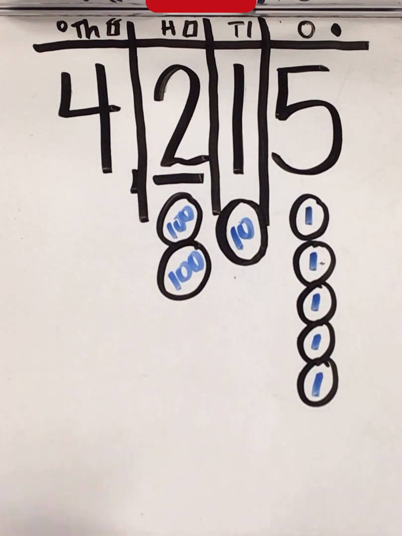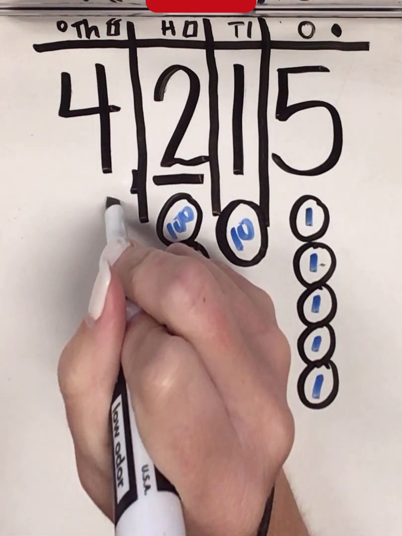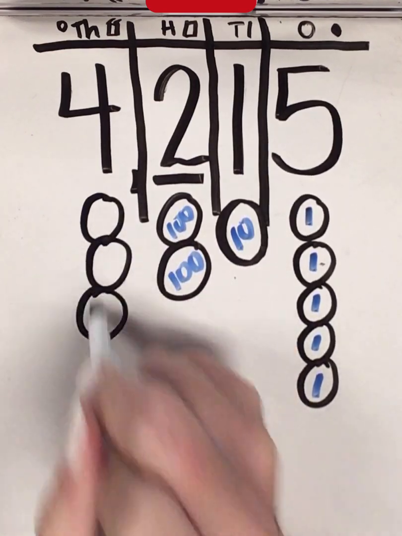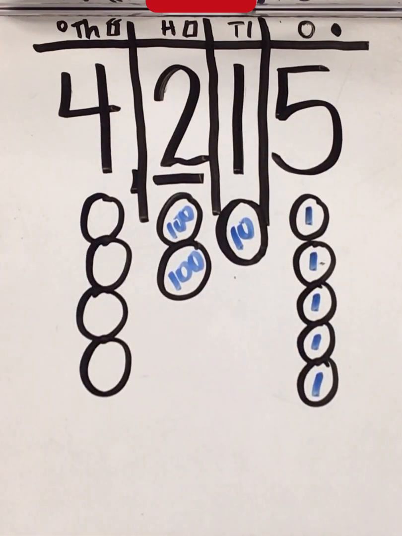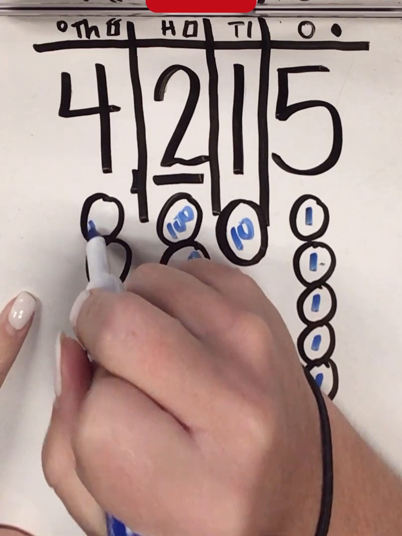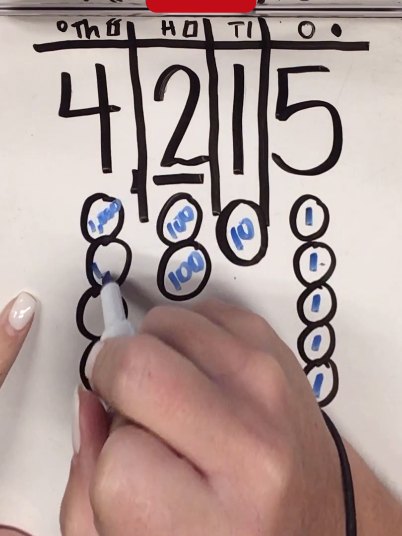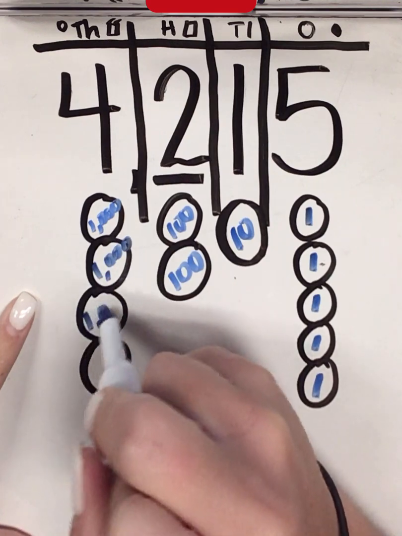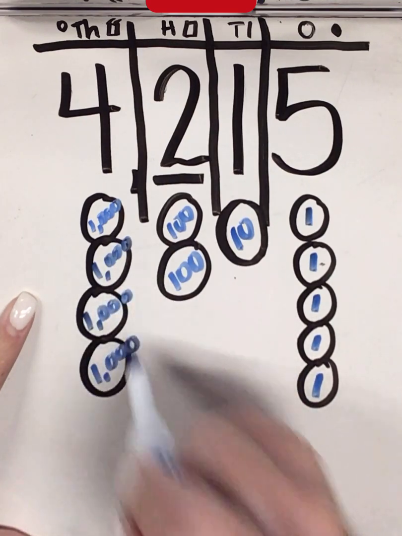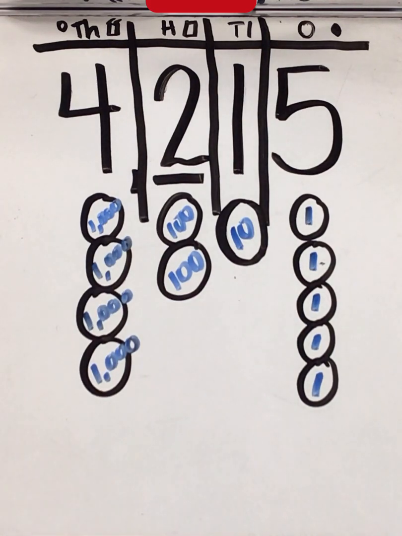Now let's go to our 1,000s. How many discs do we need? Well, we need 4, absolutely. We know how many discs we need because of the digit that is in that place. So now we're going to write the value of those. So one of these is worth how many? Absolutely, it's worth 1,000. Each one of them is 1,000. Okay, so that is how we model and draw out our place value disc. So now this is our standard form, our pictorial form.